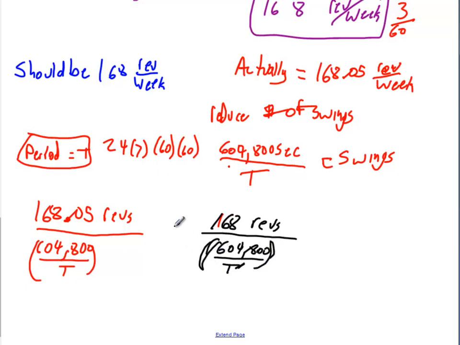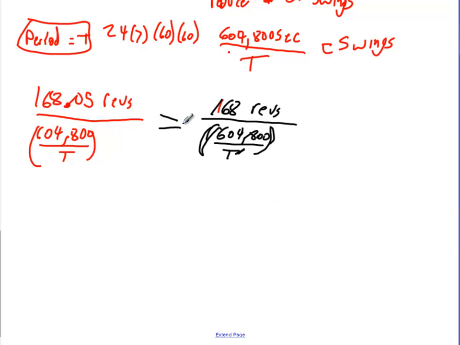So this is what I have, and this is what I want. So the ratio should stay the same. Revolutions per swing, revolutions per swing. This will allow me to calculate T prime. Alright, now, the first thing I want to do is cross multiply.